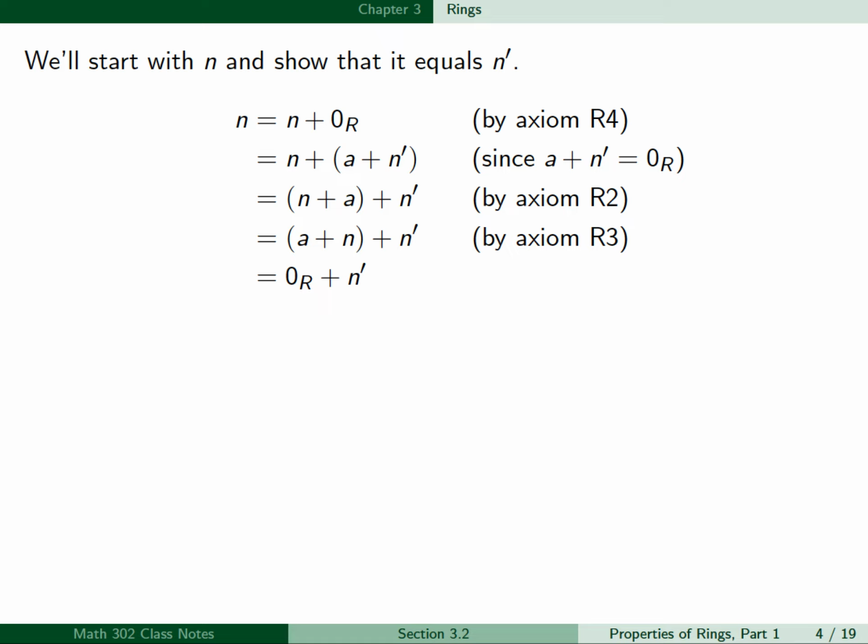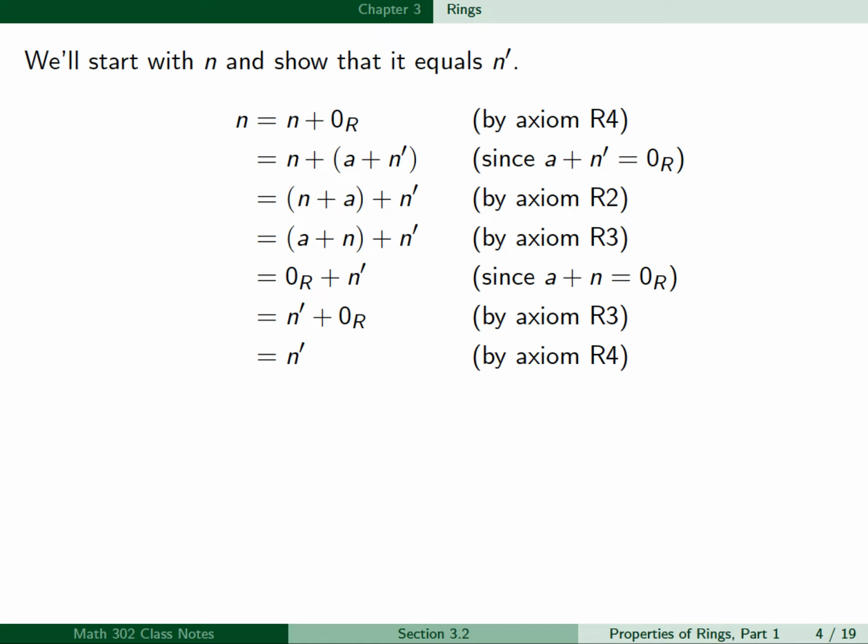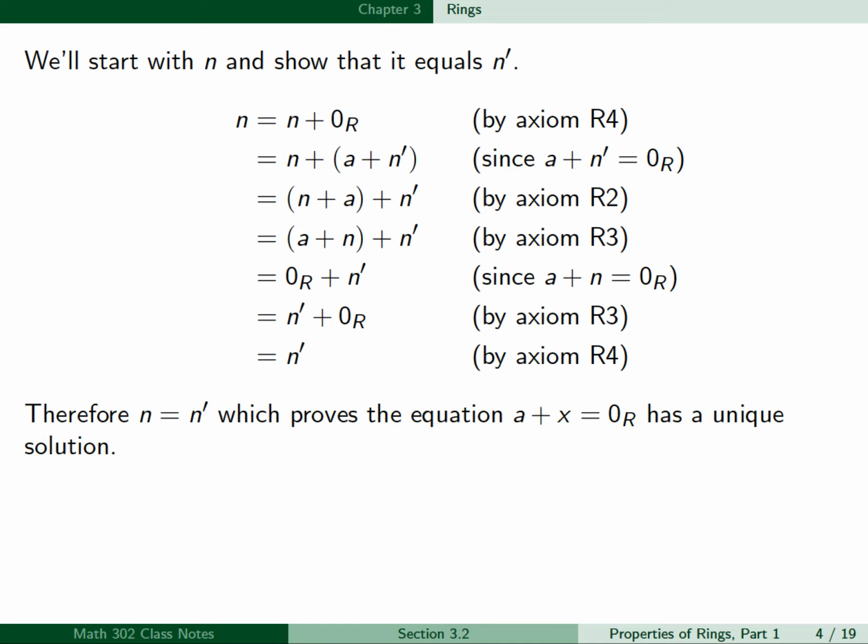And then A plus n is equal to 0 sub R, so this is 0 sub R plus n prime, and that's by our other hypothesis that A plus n equals 0 sub R. And then this is n prime plus 0 sub R. That's the commutative law of addition one more time, axiom R3. And finally, this is equal to n prime. That's axiom R4. So we've started with n and we've ended with n prime. So therefore, n is equal to n prime, which proves the equation A plus x equals 0 sub R has a unique solution. And this proves the theorem.